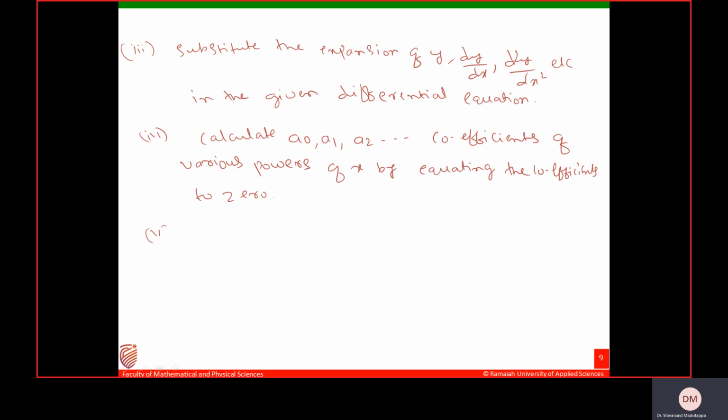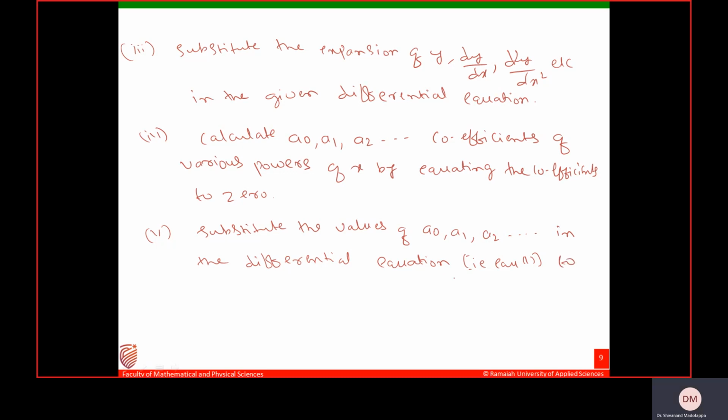Okay. Then the fifth step is to substitute the values of a0, a1, a2 in the differential equation, that is equation 1, to get the required series solution.